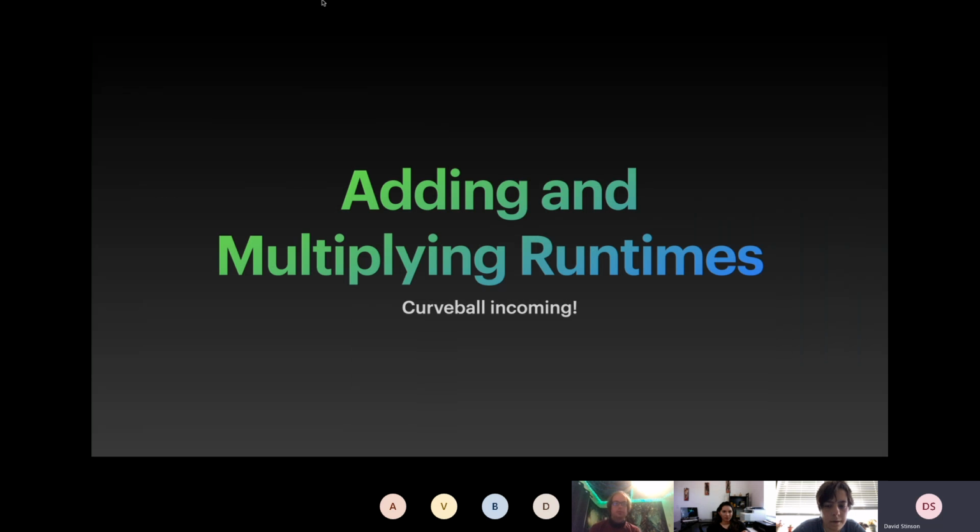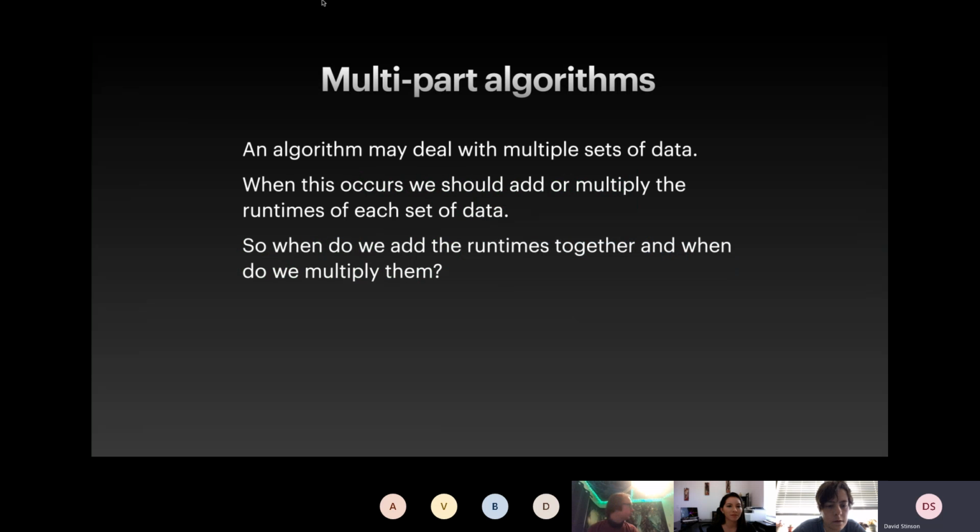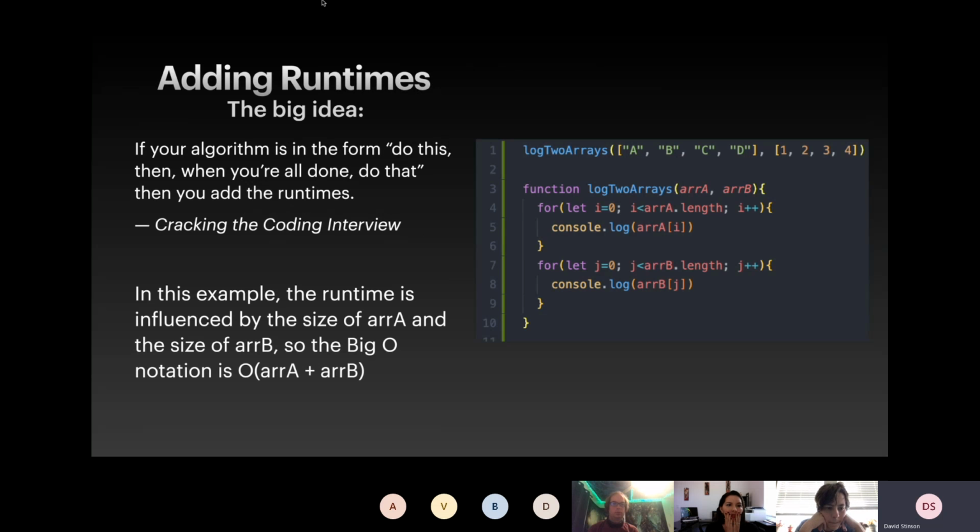So now we're going to talk about adding and multiplying runtimes. When we have multi-part algorithms, which are manipulating different sets of data, or even the same data but multiple times, we need to find a way to add and multiply those together, essentially. So when do we do that? Adding runtimes. If your algorithm is in the form of do this, then when you're done, do that, then you add the runtimes.